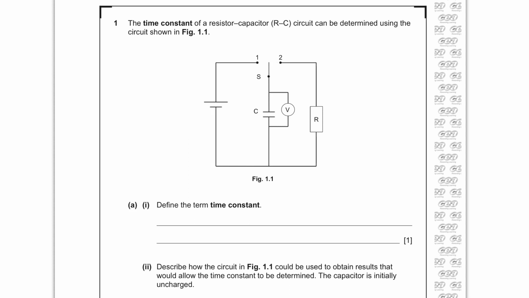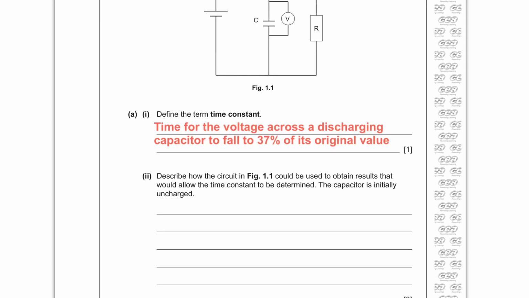Question 1. The time constant of a resistor capacitor RC circuit can be determined using the circuit shown in figure 1.1. Define the term time constant. So that's just straight bookwork out of your notes. The time constant for a discharging capacitor is the time taken for the voltage across the capacitor to fall to 37% of its original value, or 1 over e of its original value. So something like that.